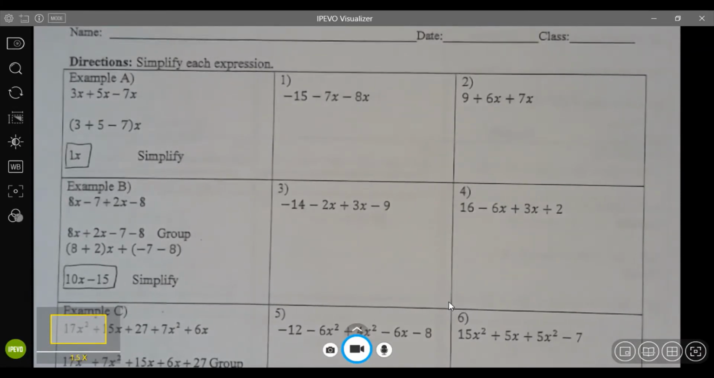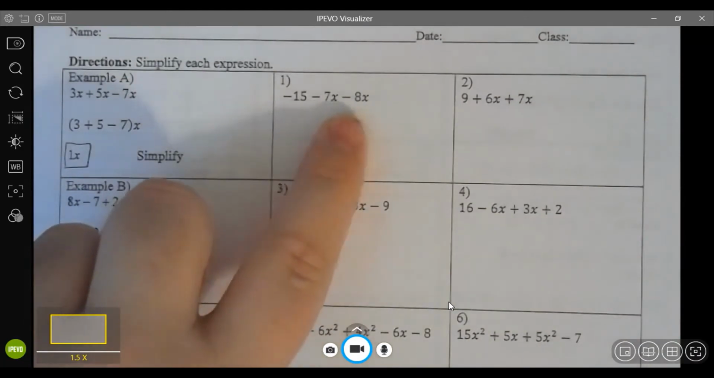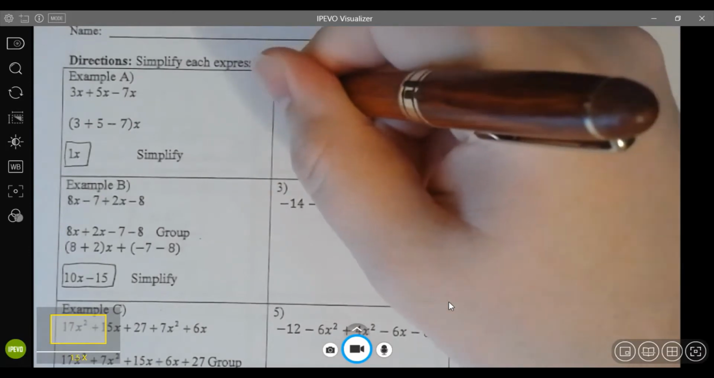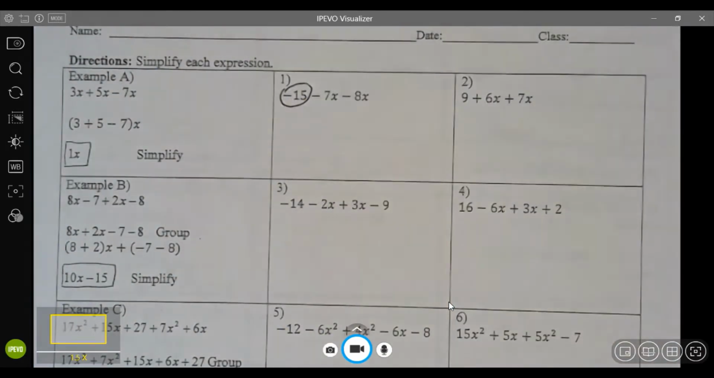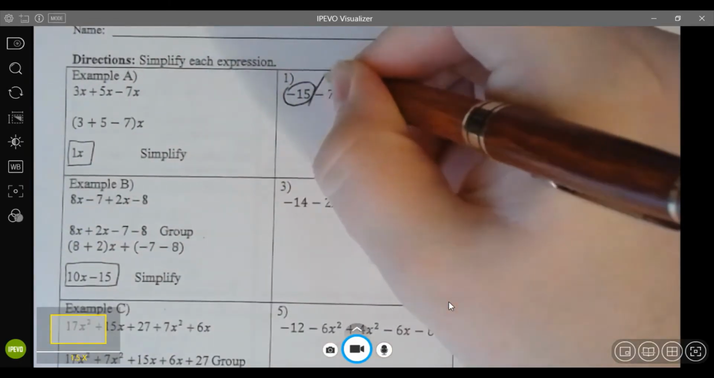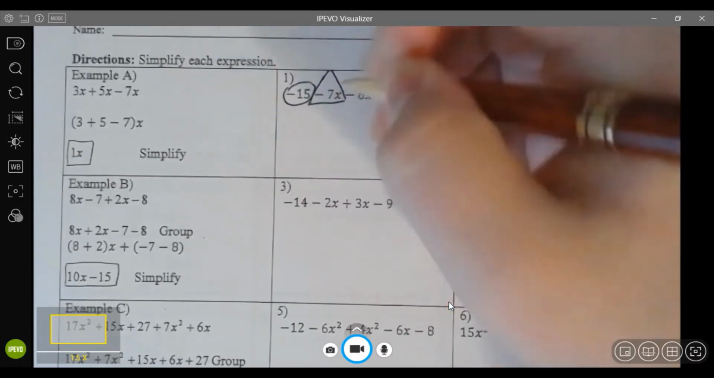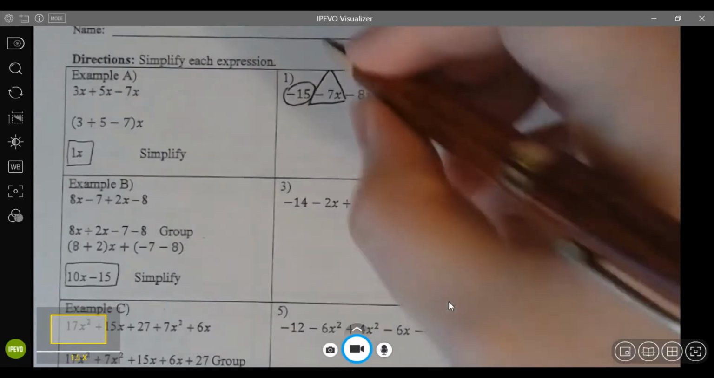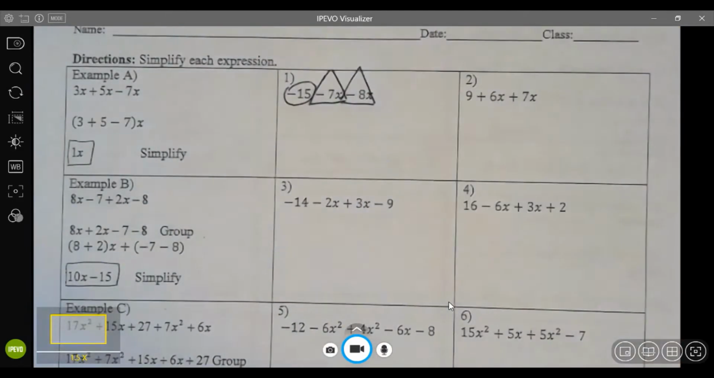When they're asking you to simplify, they're just asking you to combine like terms. So things that look the same. So we have -15 minus 7x minus 8x. I like to draw little shapes around stuff that's the same. So I draw a circle around -15, but there's no other thing that looks like that. That's the only one that's just a number. Then you have -7x. So I'll give that a different shape. Let's call it a triangle around -7x. And so anything else that has an x, I'm going to put a triangle around. Well, -8x also has an x, so I'll put a triangle around that as well. So those are like terms.